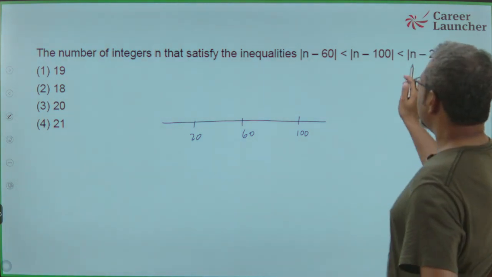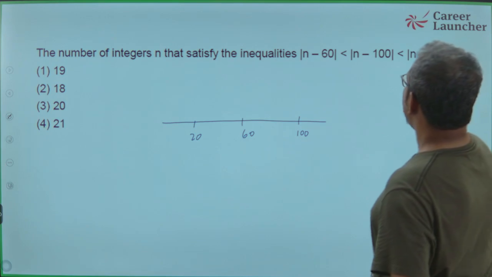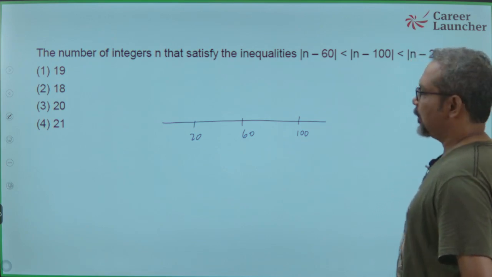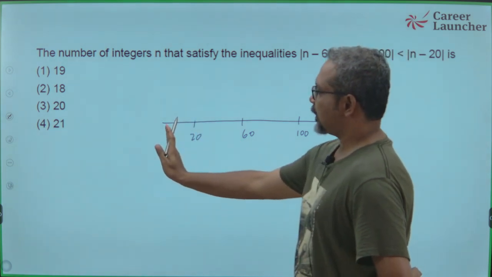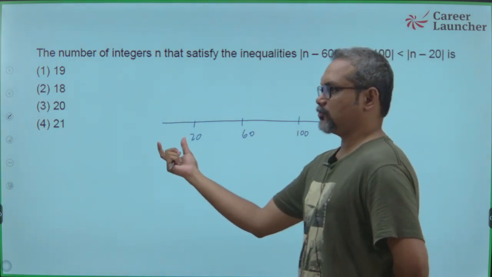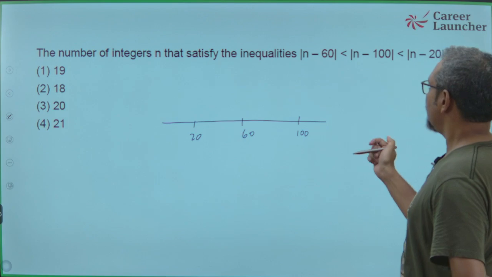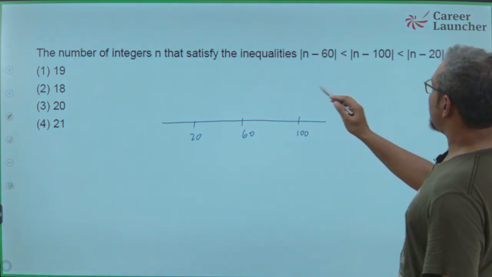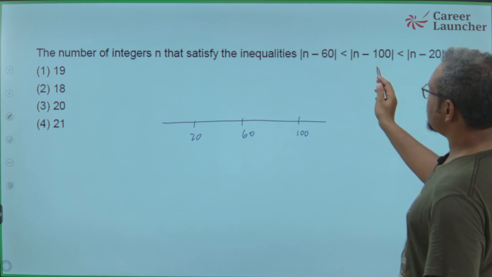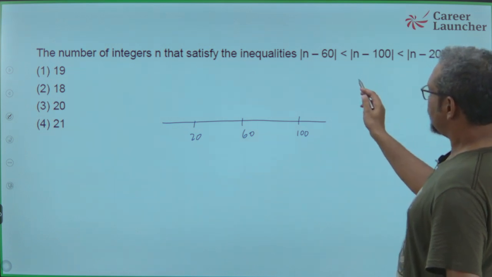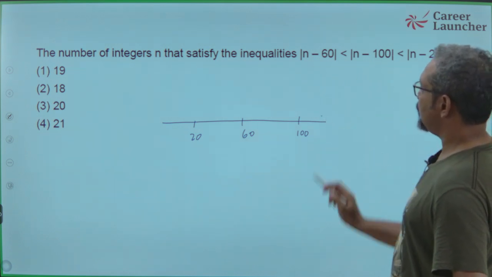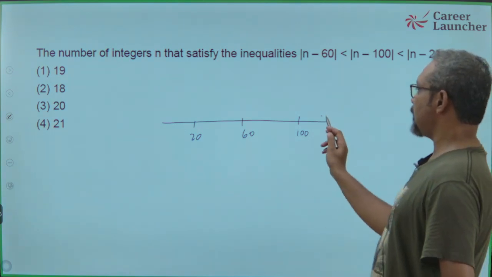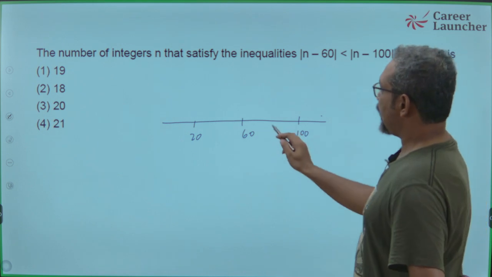So your n should be such that n minus 20's gap is the largest. That means n should not be on this side, because then it will be very close to 20. So n should be somewhere on this side. N minus 20's gap is the largest and n minus 100's gap is bigger than n minus 60. So it cannot be on this side also, because then n minus 100 is closer. So n has to be somewhere here.